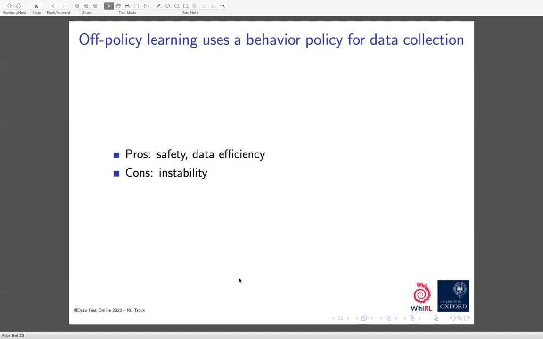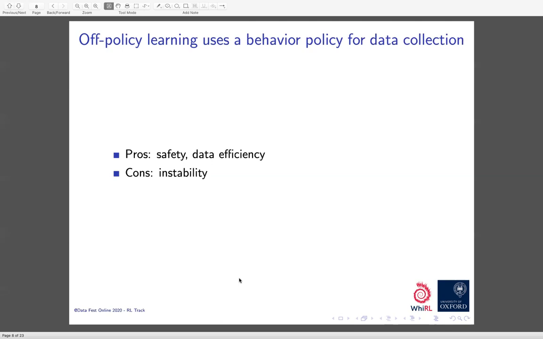But if we want to know, let's say, the performance of 10 policies, then we need to execute those 10 policies one by one in the environment, which is not very data efficient. But if we have an off-policy learning algorithm and we want to know the performance of 10 different target policies, all we need is to execute a single behavior policy and use the data collected by that single behavior policy to estimate the performance of those 10 different target policies. So in this way, we can achieve great data efficiency.